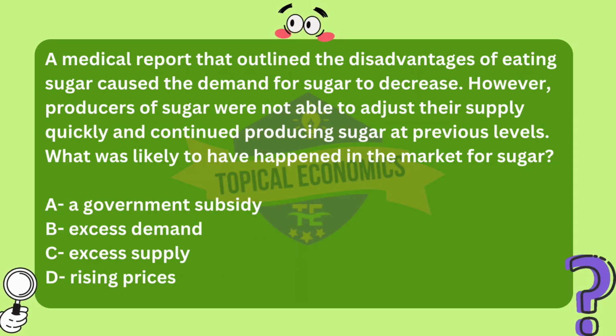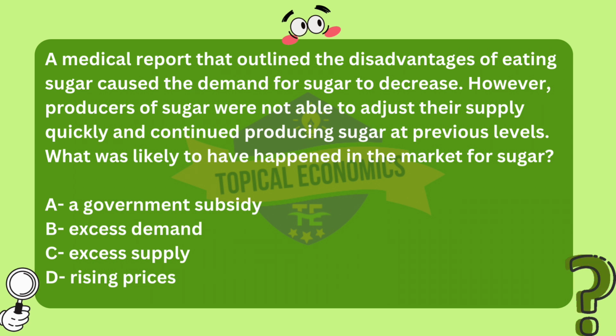A medical report that outlined the disadvantages of eating sugar caused the demand for sugar to decrease. However, producers of sugar were not able to adjust their supply quickly and continued producing sugar at previous levels. What was likely to have happened in the market for sugar? A. A government subsidy. B. Excess demand. C. Excess supply. D. Rising prices. This question is from year 2022 February-March version 2.